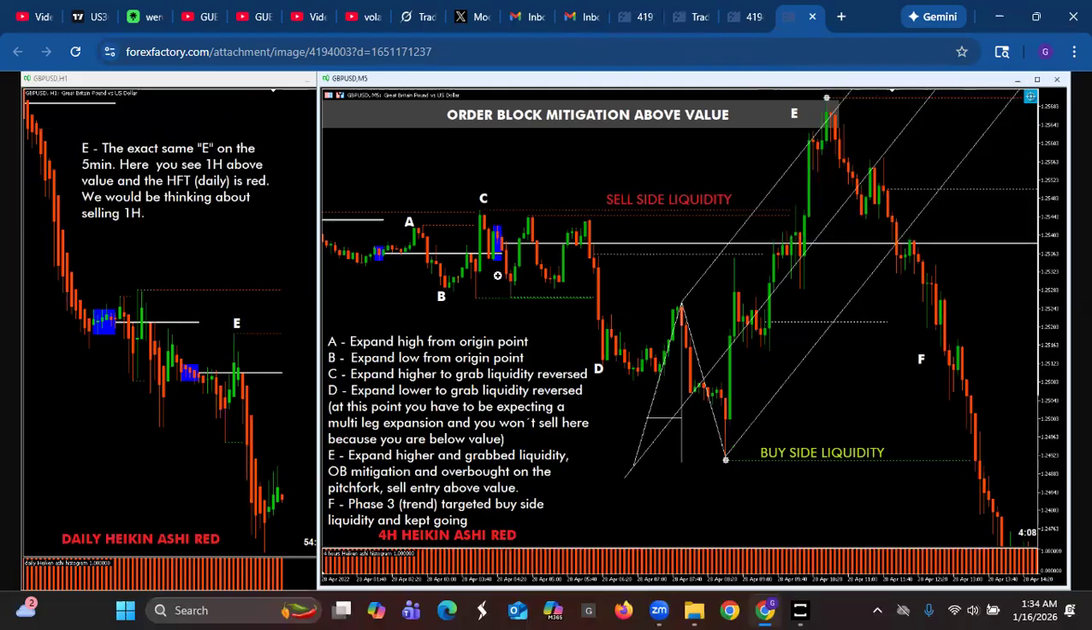So right here, we draw the contraction box. You see a break to the downside, right? This is all manipulation. Phase one. Phase two is the expansion or manipulation, right? It's breaking down to the downside, comes back up for the manipulation. This is the fake out, sweeping, more contraction. This is all manipulation from here to lower to here. This is the real move. After this contraction, you got a real move.